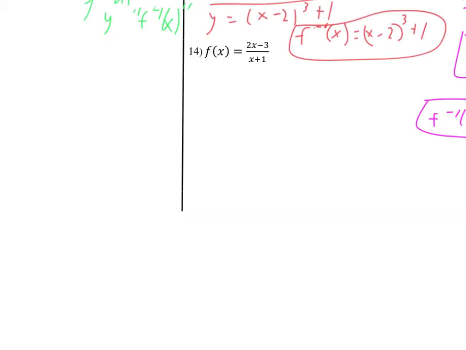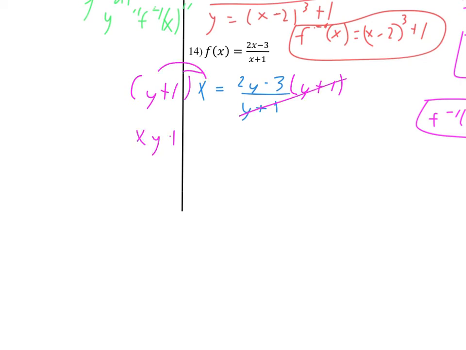All right, next up, number 14 is a really tough one here. So we're going to start off, we're going to switch our x and y, of course. And you can anticipate what's going to make this very challenging is that we have kind of 2 different y's here. I'm going to start off by multiplying the y plus 1 over to this other side. Cancel that out. I am going to distribute the x in there, so I get xy plus x equals 2y minus 3.